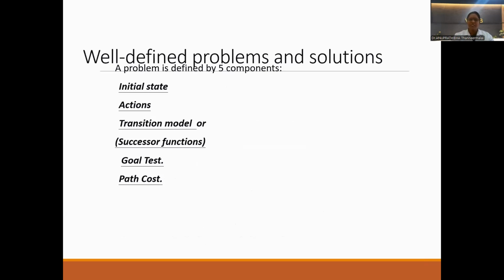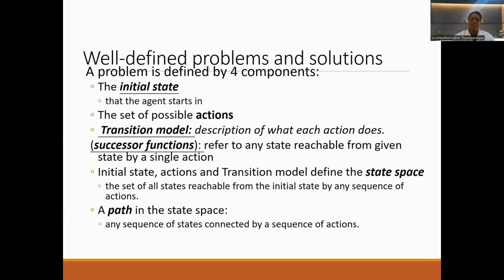Now, well-defined problems and solutions. Here the problem is defined by five components: initial state, actions, transition model or successor function, goal test, and path cost. We can define a problem by these components. The first one is the initial state, where the agent starts.